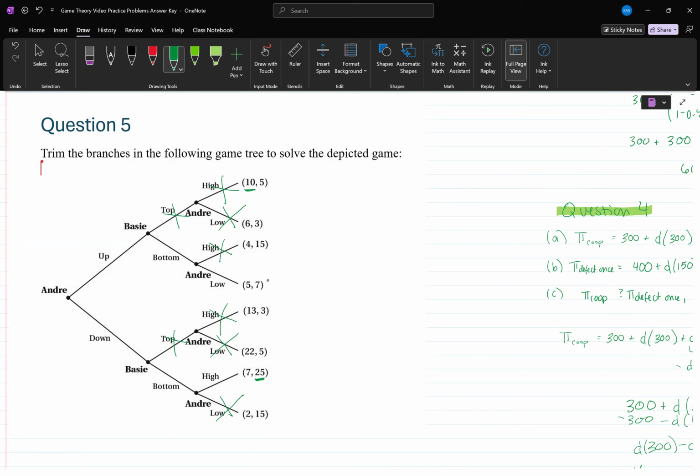Now for Andre, what we're going to do is compare his payoffs between playing up, which will be followed by Basie playing bottom and himself playing low, which gets him a payoff of 5, to the scenario where he plays down and Basie plays bottom and he plays high, which gets him a payoff of 7. And we can see 7's going to be greater than 5, and so we can trim these additional branches, and we see very clearly here what the equilibrium will be. Andre will play down, Basie will play bottom, and Andre will play high, giving Andre a payoff of 7 and Basie a payoff of 25.